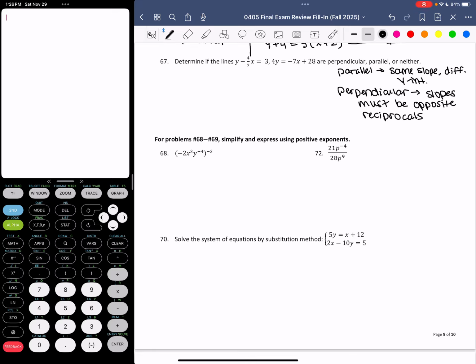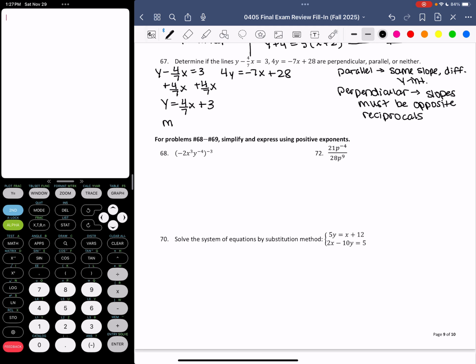Okay, so let's figure out the slopes. That's really the most important thing. We have to compare slopes for both. So we'll start with our first equation, y minus 4/7 x equals 3. And then we have 4y equals -7x plus 28. Okay, so for this first one, I'm going to put it in slope-intercept form by adding 4/7 x to both sides. So y equals 4/7 x plus 3.